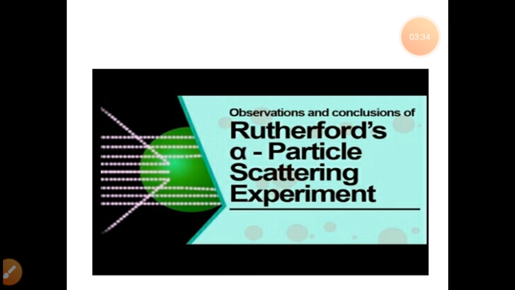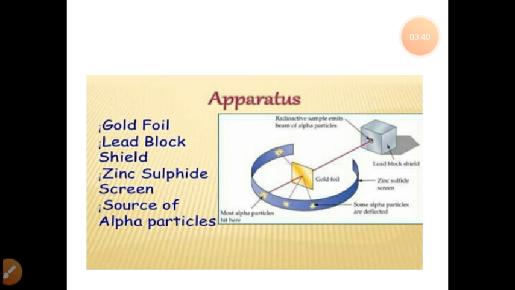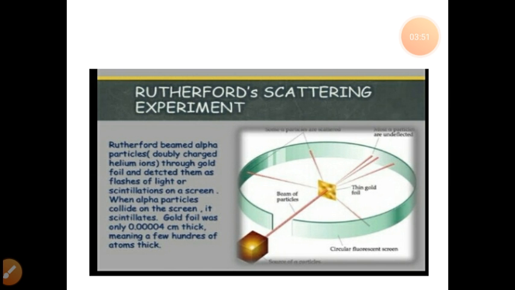Observations and conclusions of Rutherford's alpha scattering experiment we are going to study after the experiment. Apparatus given by Rutherford: gold foil, lead block shield, zinc sulfide screen, source of alpha particles. Rutherford's scattering experiment. Ernest Rutherford was interested in knowing how the electrons are arranged within an atom. Rutherford designed an experiment for this. In this experiment, fast-moving alpha particles were made to fall on a thin gold foil. He selected a gold foil because he wanted as thin a layer as possible.